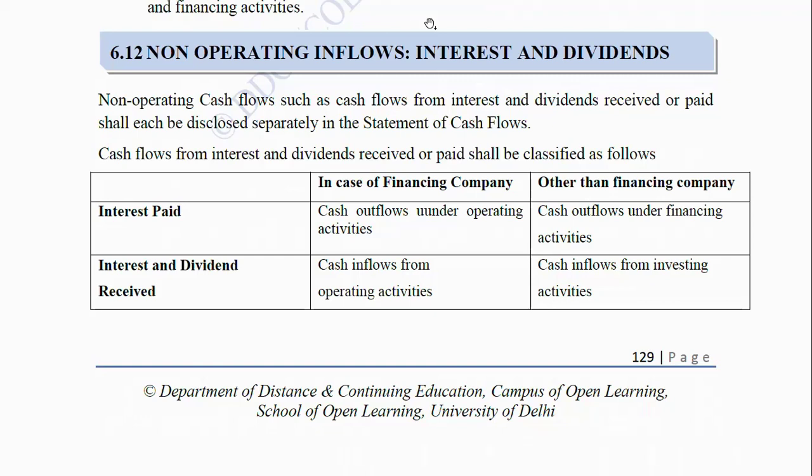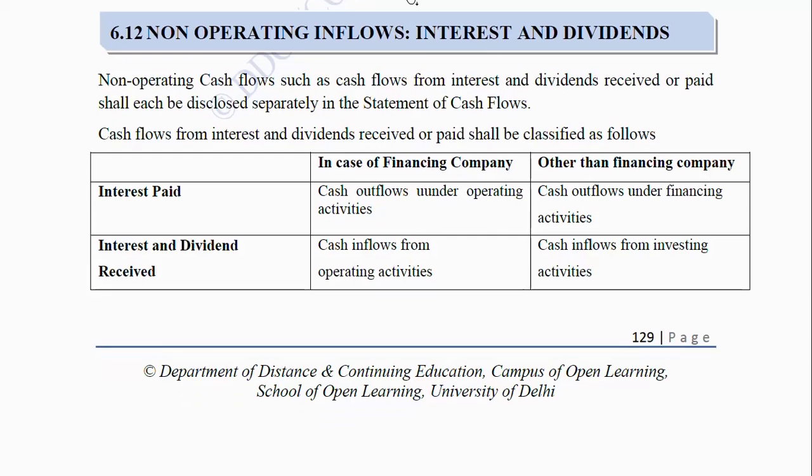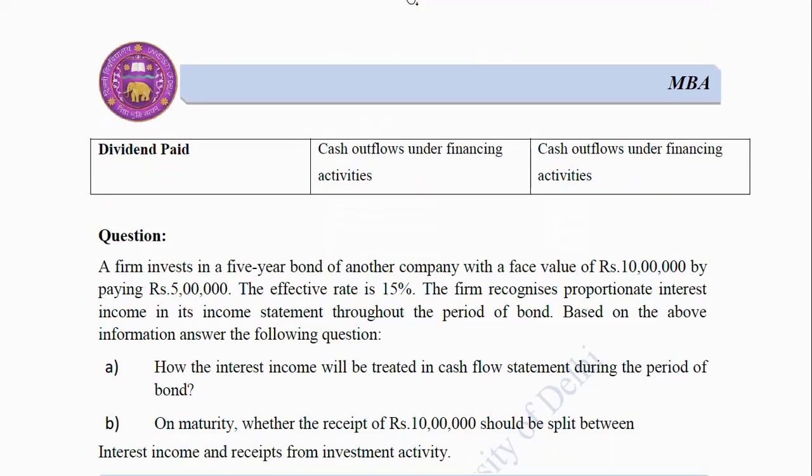Interest paid: cash outflows under operating activities for a financing company; for other than a financing company, cash outflows under financing activities. Interest and dividend received: cash inflows from operating activities for a financing company; cash inflows from investing activities for other than a financing company. Dividend paid: cash outflows under financing activities for both.